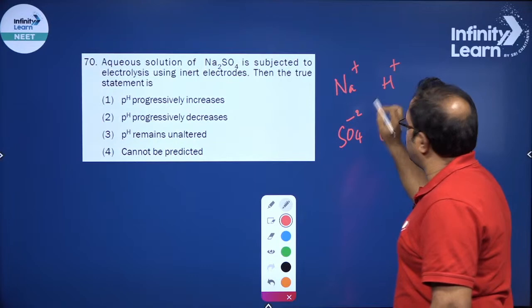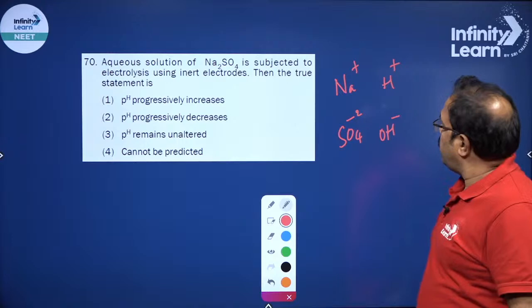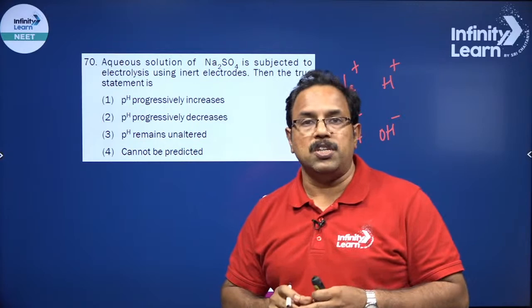So here what you have to understand, H+ has more reduction potential than Na+. It has lower discharge potential. You can also say water has lower discharge potential than Na+.